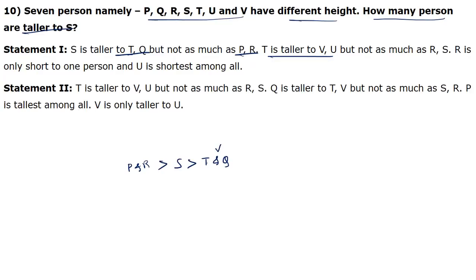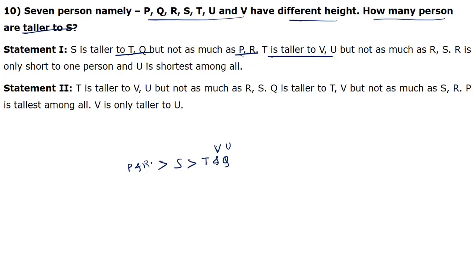Okay, V and U. So see here, friends, T is taller than V and U. See here, S is taller than T actually. So therefore V and U are shorter than T, and these 4 persons are shorter than S. So by here itself we can answer the question.